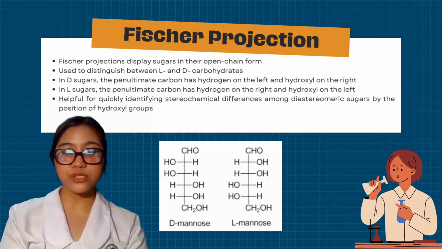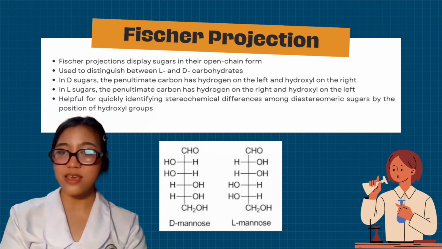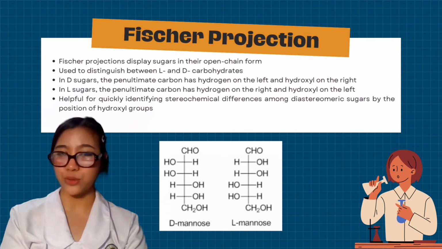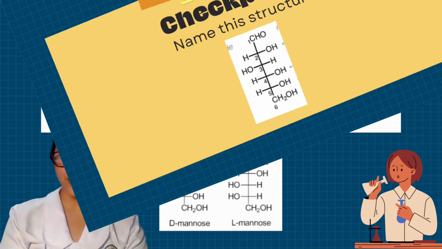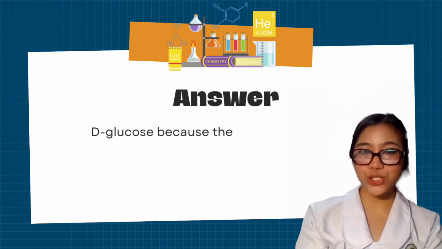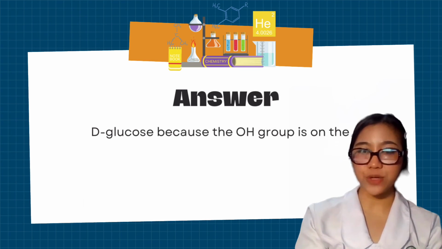So these projections are very useful for quickly identifying stereochemical differences in various diastereomer sugar structures by observing the left or right placement of hydroxyl groups. Checkpoint. The structure shown is D-glucose in its Fischer projection.